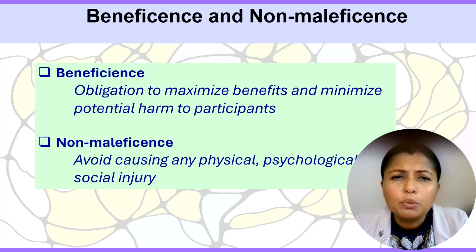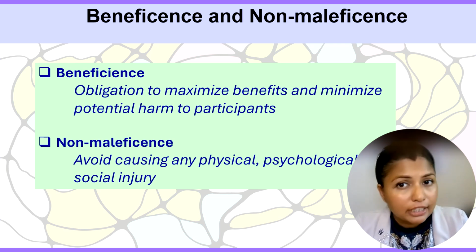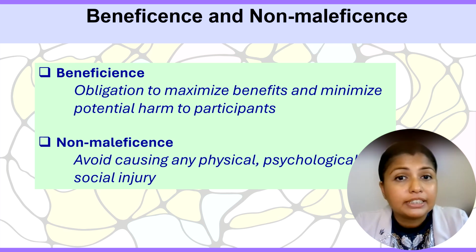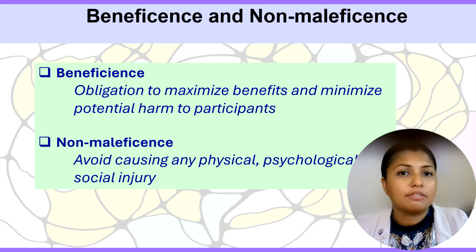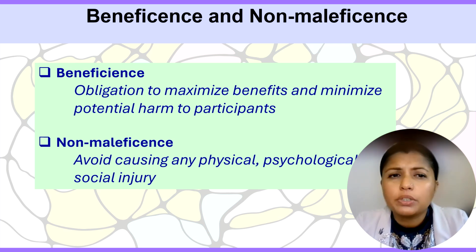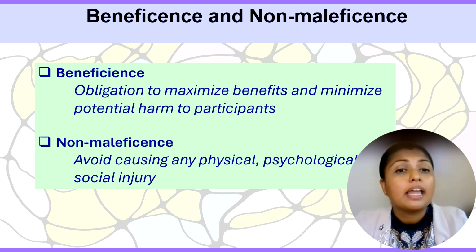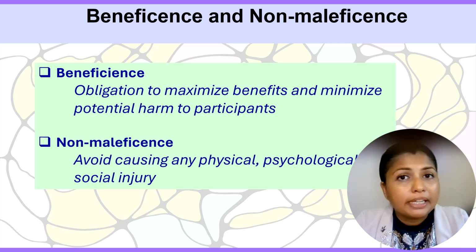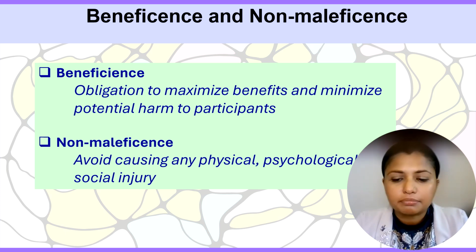An example would be using a new drug. Researchers must ensure that the potential benefits, like curing or managing an illness or disease, outweigh the risks, such as the side effects or adverse reactions that might be faced by the participants. They must also provide participants with full information and monitor them very closely to minimize any harm and maximize their health benefits or potential positive outcomes.